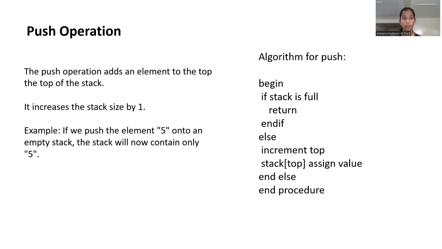First operation, that is the push operation. It adds an element to the top of the stack. It increases the stack size by 1. For example, if we push element 5 onto an empty stack, the stack will now contain only 5. And this is the algorithm of push.